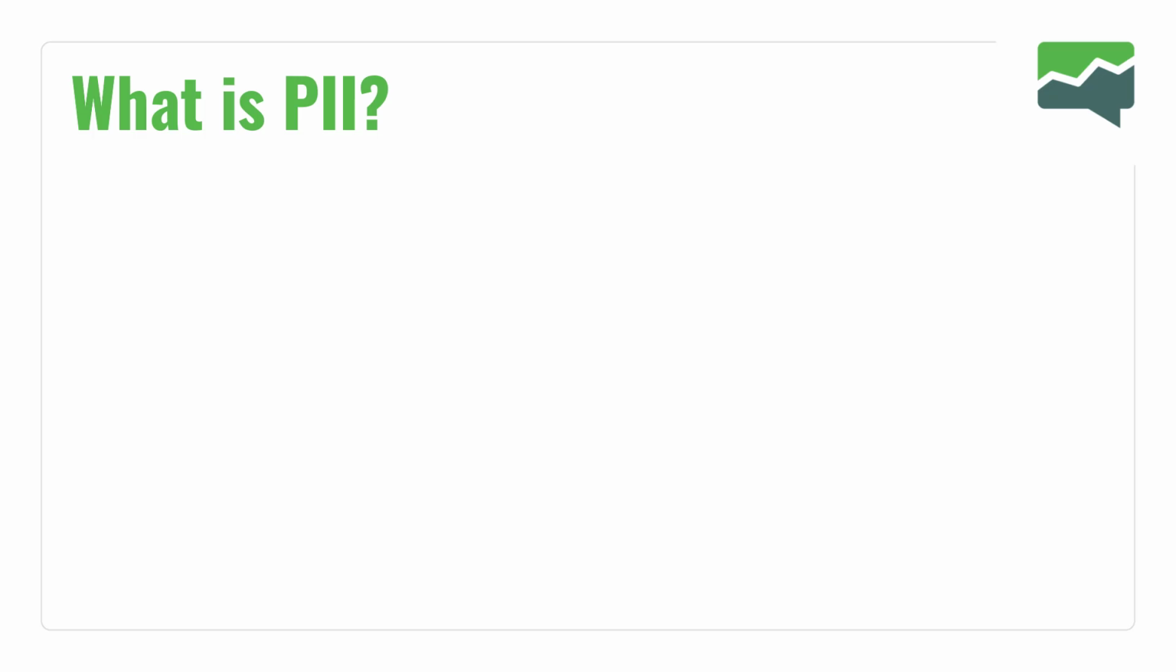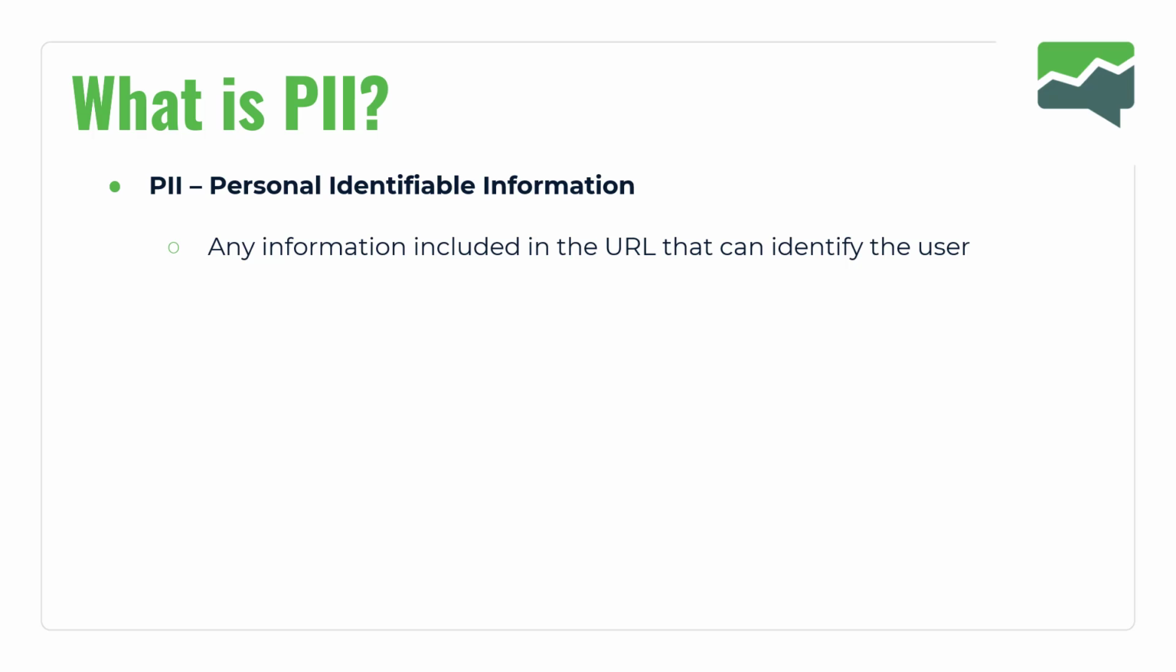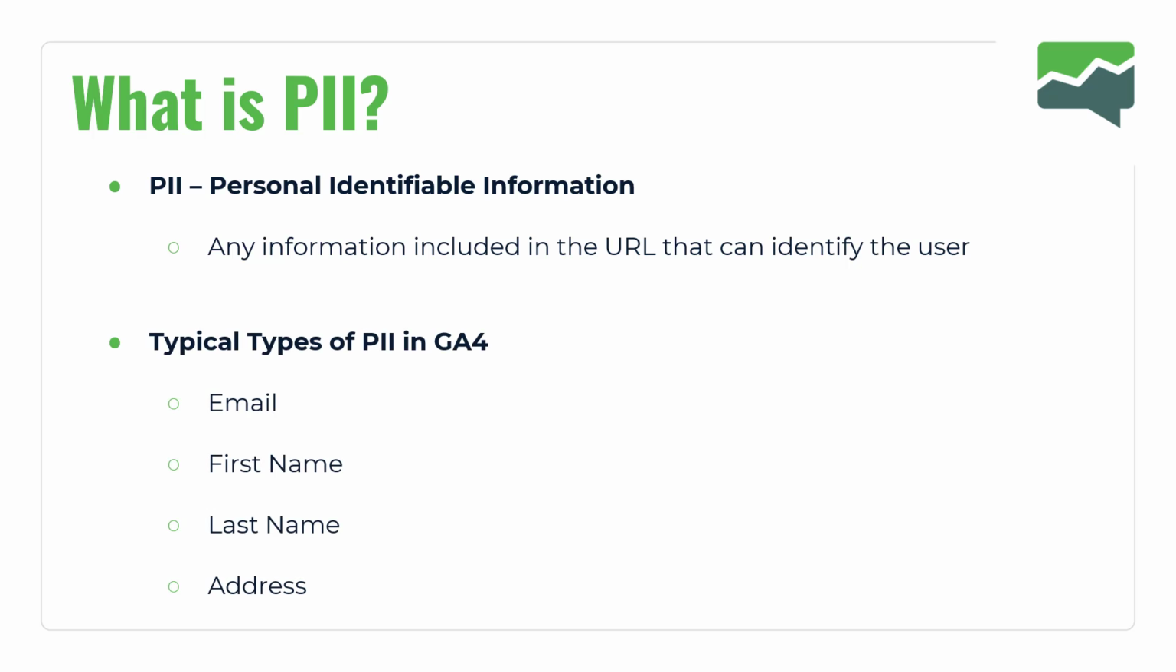Before we dive into GA4 and do all the fun stuff and set up redacting our PII, I really want to talk about what PII is. PII is personal identifiable information. It is any information included in the URL that can identify the user. Typical types of PII in GA4 are email, first name, last name, and address. I'm going to show you how you can check if your GA4 has PII in it, and then I'm going to show you how to set up the redact data function in GA4. Now, let's dive in and do that together.